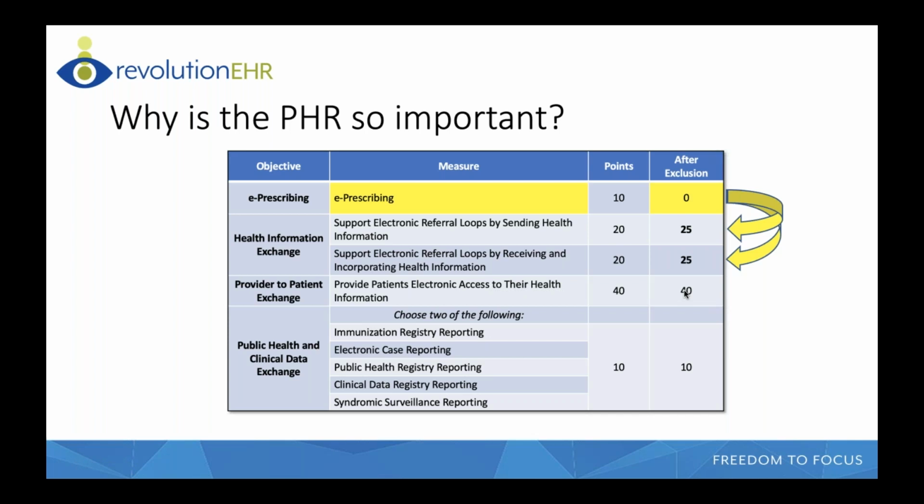This doctor excluded from e-prescribing, so those points shift down to the two measures of health information exchange. The doctor then excludes from receiving and incorporating health information, moving all of those points now to the send measure, and then they exclude from sending. Revolution PHR measure is now worth 90% of the doctor's score in this category. Okay? You could even take that a step further. We said if the doctor excluded from the registry objectives, now 100% of their score is coming from Revolution PHR.